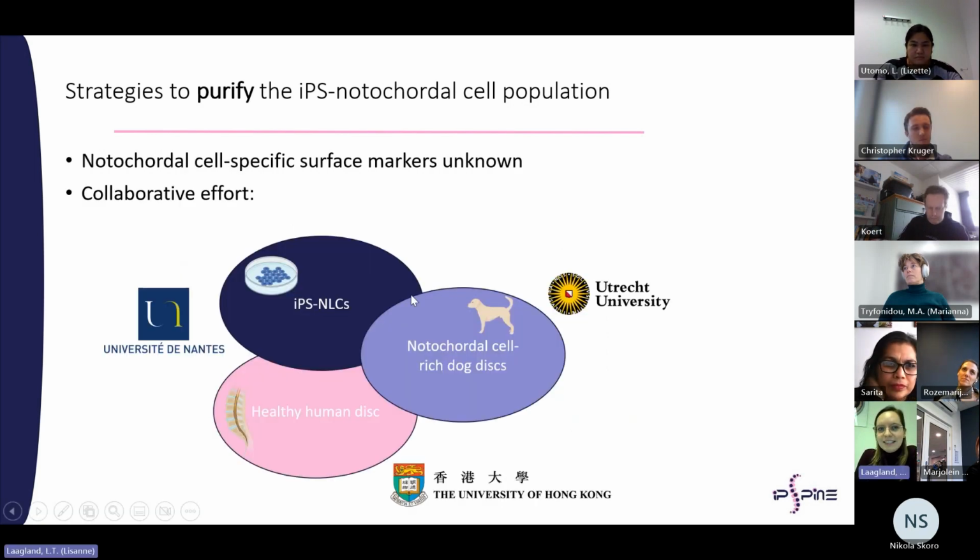However, then there's another challenge because up until now, there's no specific marker for notochordal cells known that we could use for sorting the notochordal cells out. And therefore, also within the iPSpine project, there's a collaborative effort between our partners in Nantes, the partners in Utrecht, and the partners in Hong Kong to keep looking for such a surface marker that we could use for the cell sorting technique.